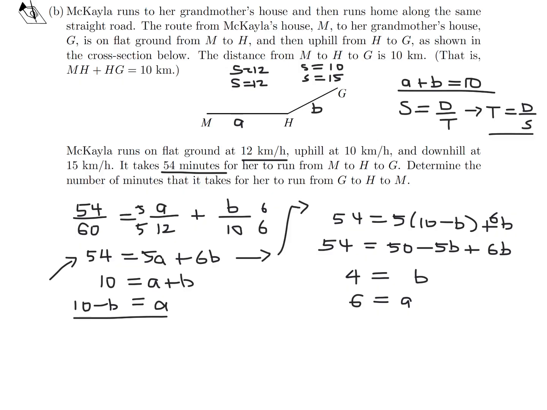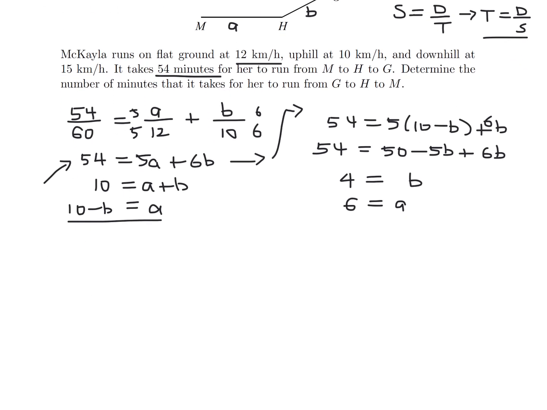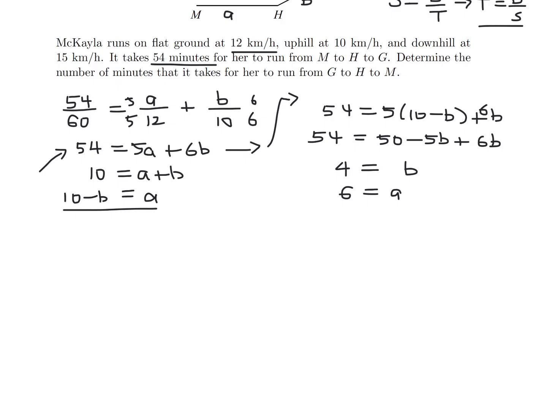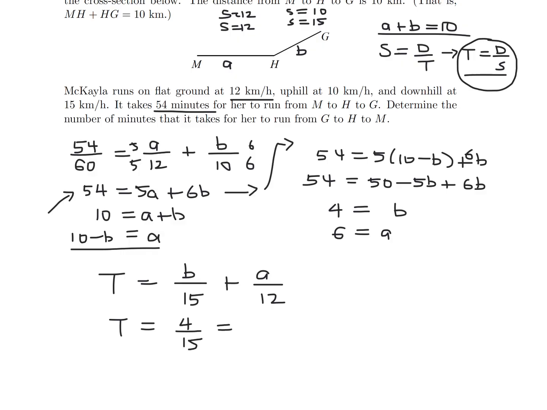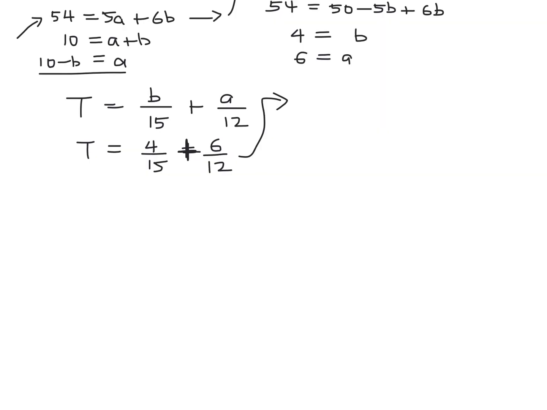That's pretty good. Okay, so then what are we trying to figure out now? Determine the number of minutes it takes for her to go from G to H to M. So G to H, okay, I got it. So then for the time, this time would be B over, she's going downhill using this formula, and then A over 12. Okay, we have B is 4, and we have A is 6. Oops, that's a plus sign, not an equal sign. And then that should be sufficient.